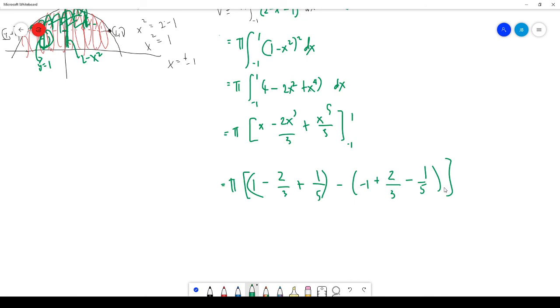Simplifying our expression, this is 1 minus 2/3 plus 1/5, that's 8 over 15, minus, that's plus 8 over 15. So therefore, your volume is 16 over 15 pi cubic units. Now this is our final answer.